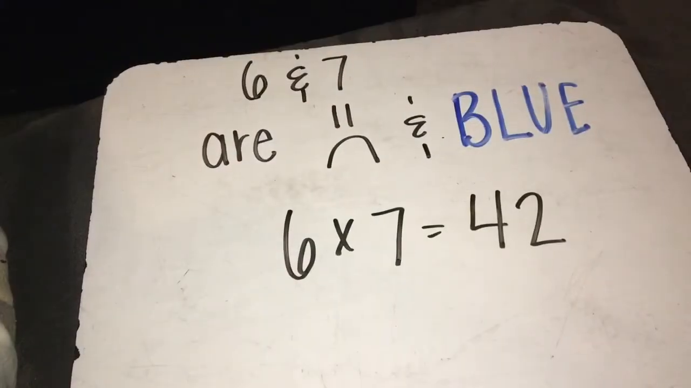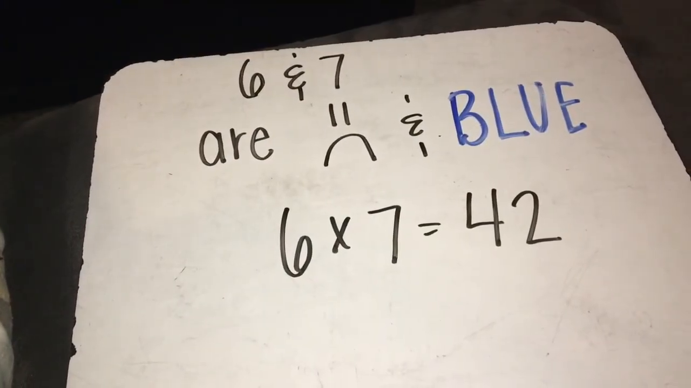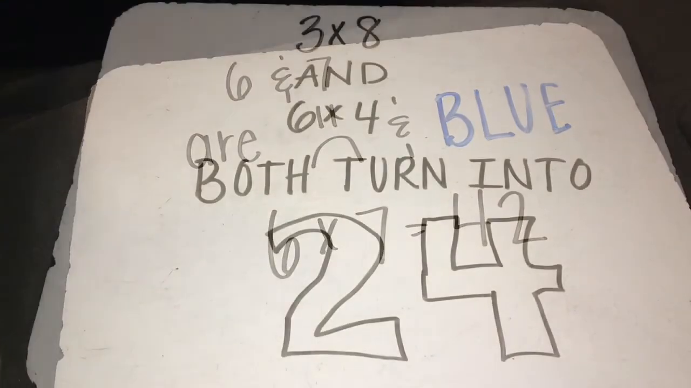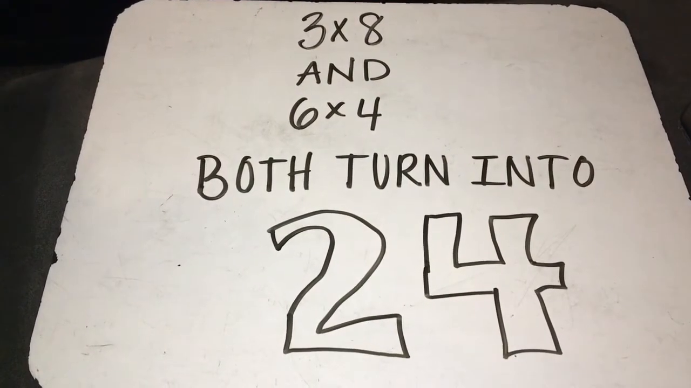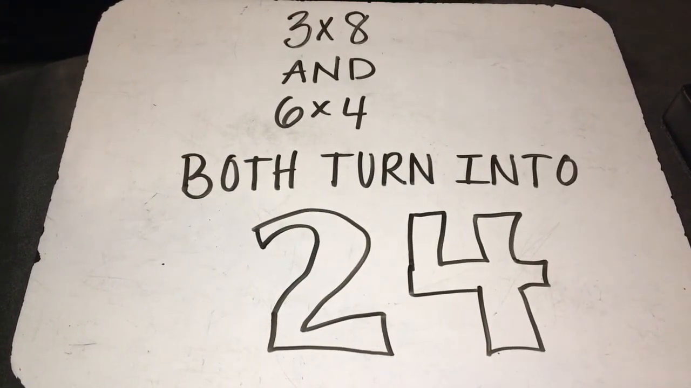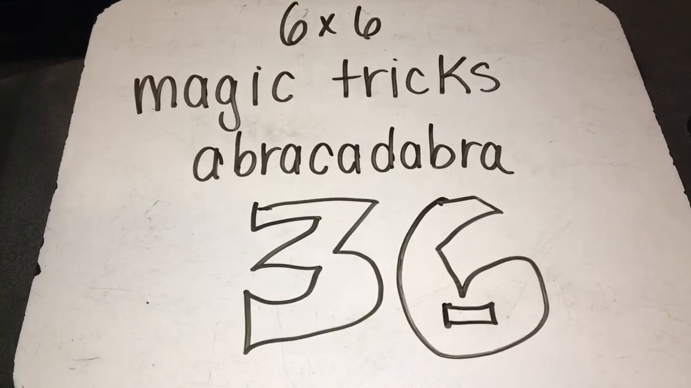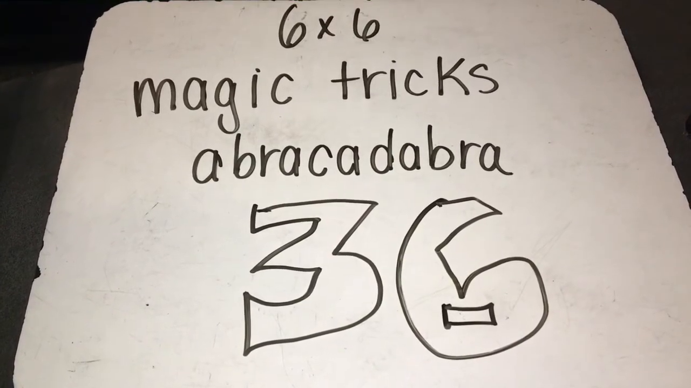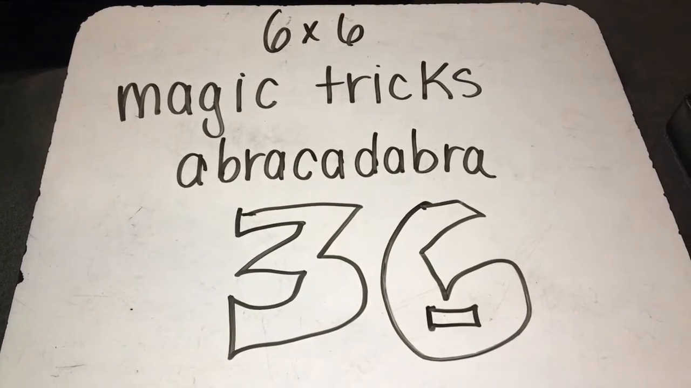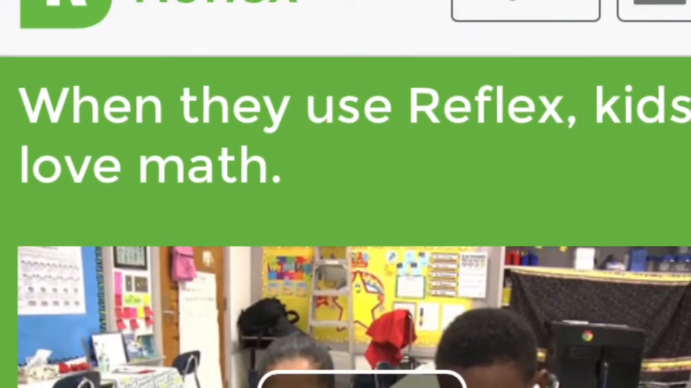Just a couple more rhymes to remember. 6 and 7 are sad and blue. 6 times 7 is 42. Again, 3 times 8 and 6 times 4 both turn into 24. 6 times 6 magic tricks. Abracadabra, 36. You should be remembering these multiplication facts.